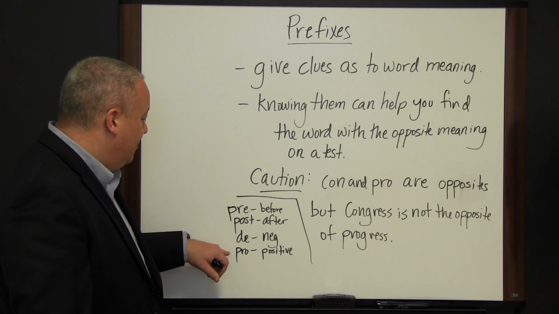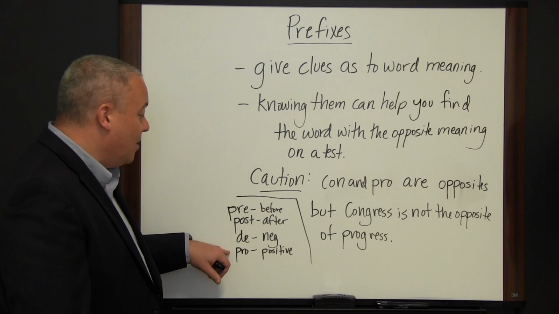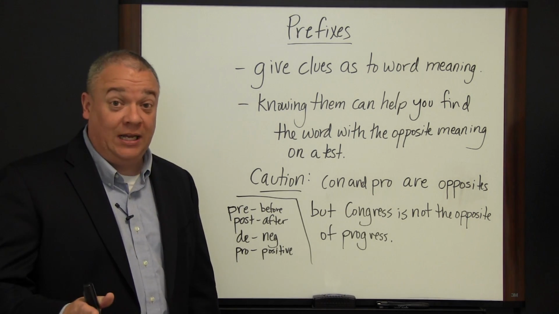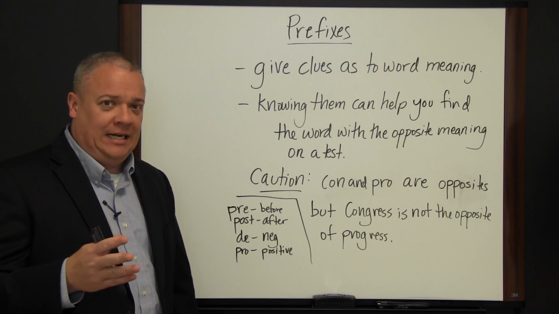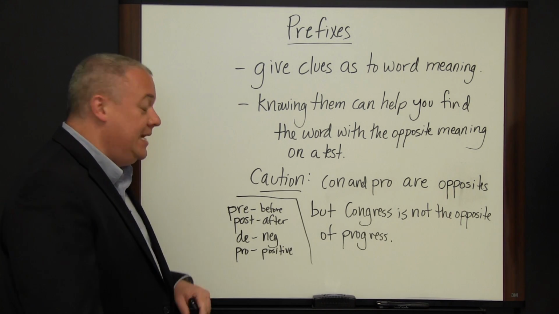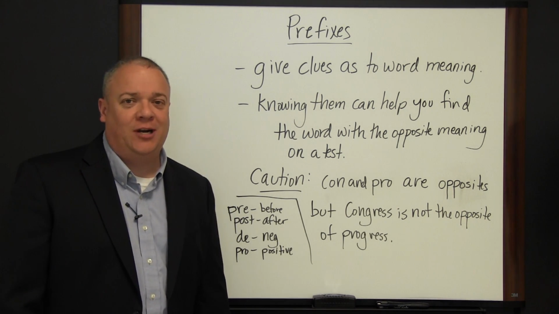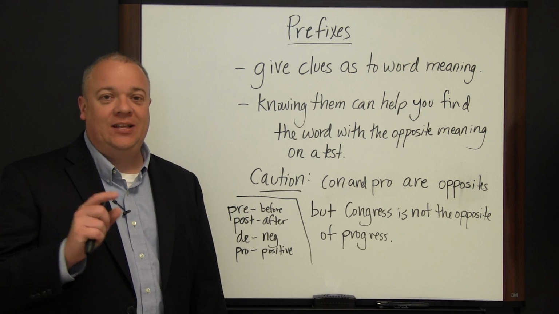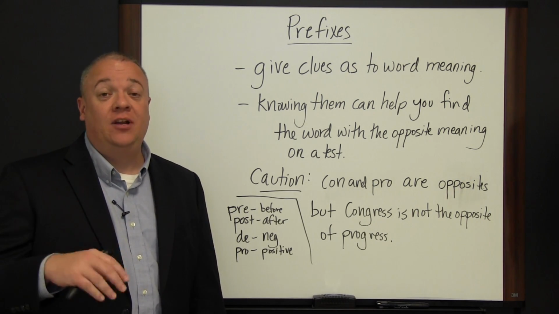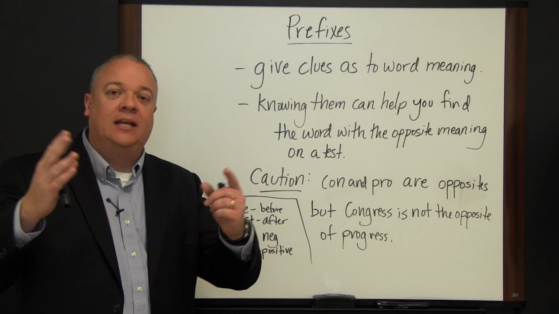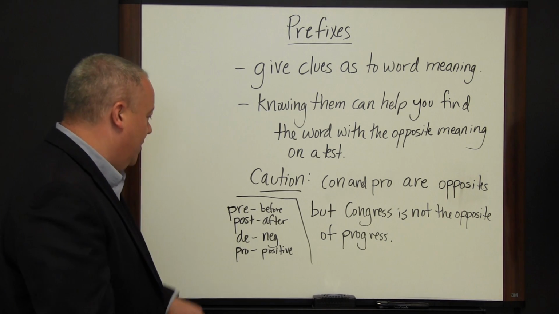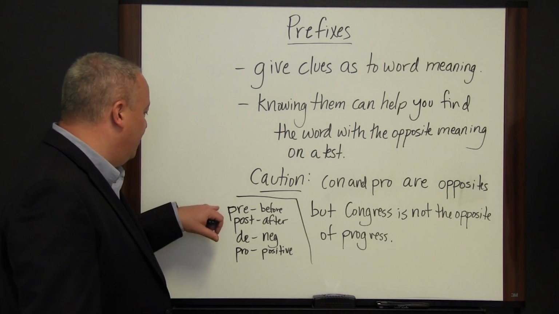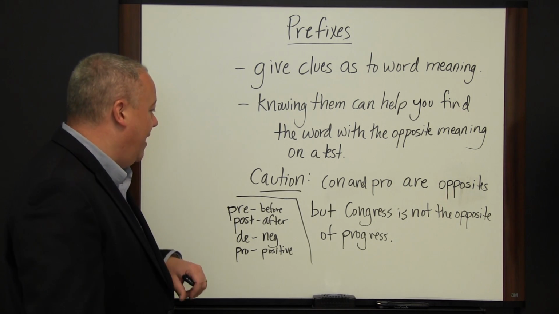Another thing would be pro and de. So pro means for, as in pro-life. Someone who is pro-life is for life. DE is the negation, so deconstruction. To deconstruct is the opposite of, or the negation of construction. Construction to build up, deconstruct to destroy. So pro meaning for, de is usually a negation, pre before, post after.